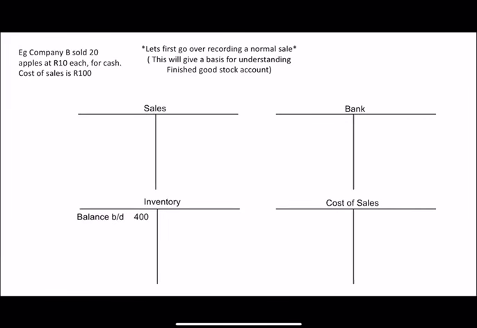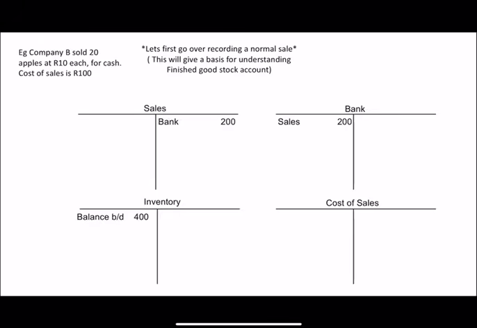Right. Now, before I explain the finished goods stock account, I want us to look at a normal sale, and this will help you understand. So normally when we have sales, this is how we would record it. Company B sold 20 apples at 10 Rand each for cash. So when we record that sale, we record it on the credit side and we say 20 times 10 because we sold 20 units at 10 Rand each, which would give us 200. And we put it on the credit side and we put it on the debit side of bank because we are earning that cash. So there is our counter account.